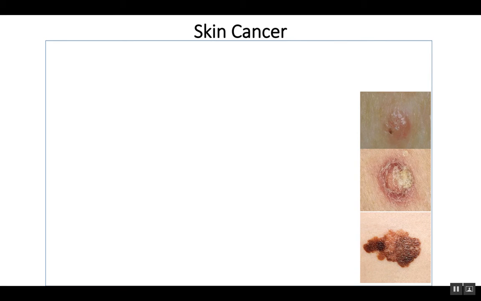Let's talk about skin cancer. As you're probably aware, all cancers are caused by abnormal cells in the body that divide uncontrollably. So whether it be skin cancer or lung cancer or ovarian cancer, what they all have in common is they're a disease of the cell cycle.